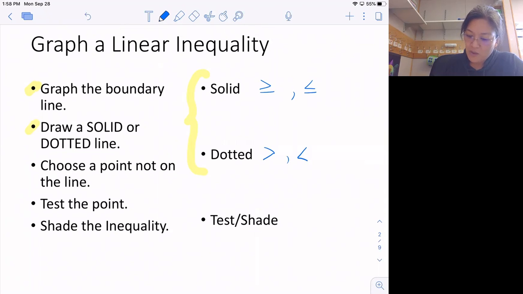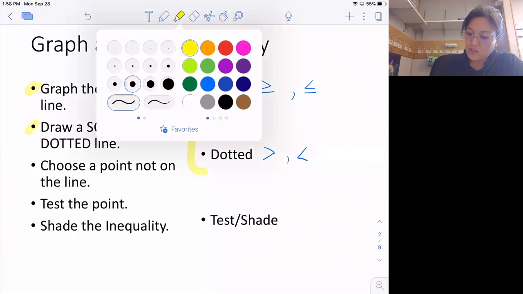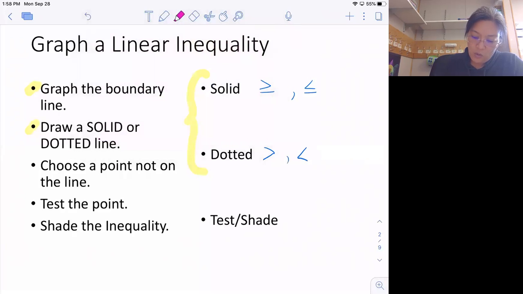After we graph the boundary line, and we're going to do a couple of examples, so please don't panic, we are going to choose a point that is not on the line. We are going to test that point, and then we are going to shade the inequality. The aspect in pink is the new idea. The stuff in yellow is the starting point, where we were with graphing linear equations. Now we're going to graph linear inequalities.